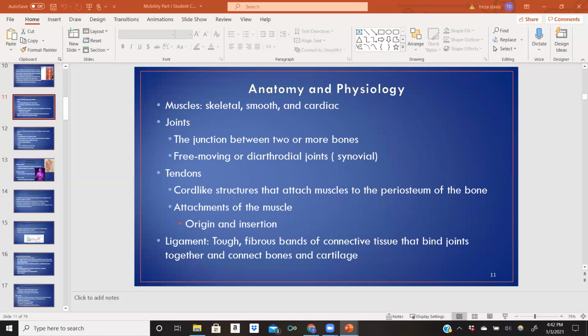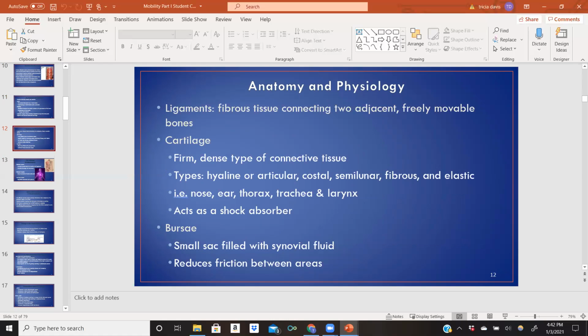You have ligaments, which are tough fibrous bands of connective tissue that bind joints together and connect your bones and your cartilage. Your ligaments are fibrous tissue connecting the 2 adjacent freely movable bones. You have cartilage, which is a very firm, dense type of connective tissue. You can have hyaline cartilage or articular, costal, semilunar, fibrous, and elastic.